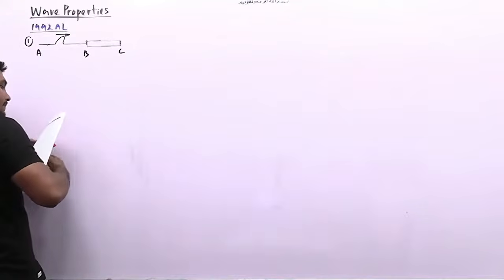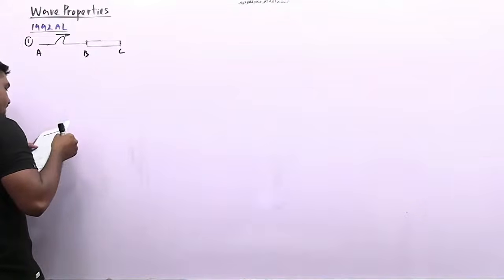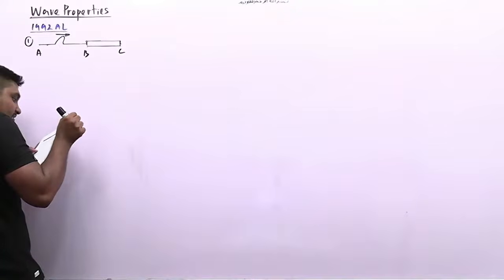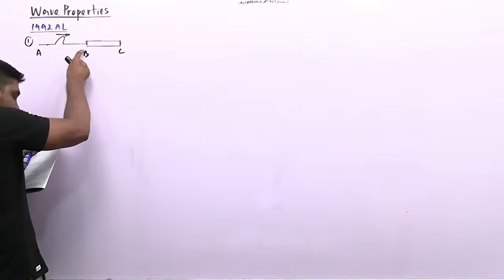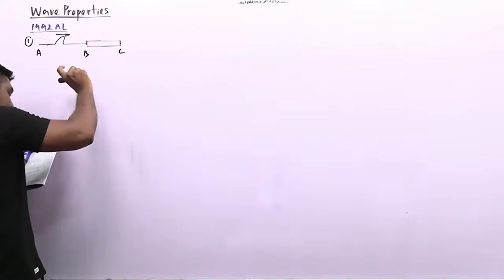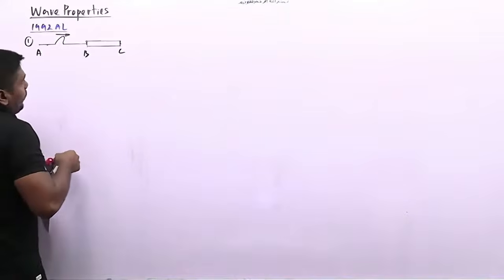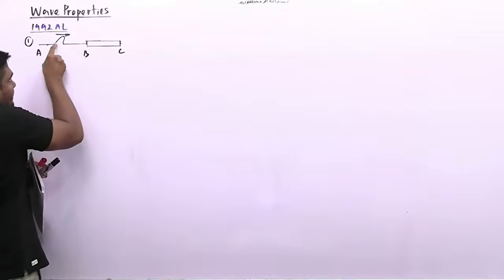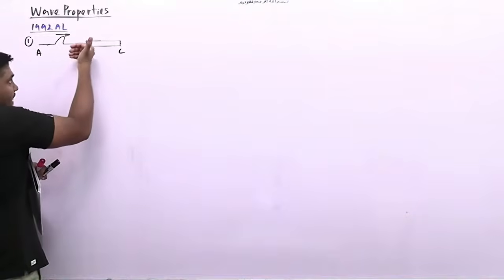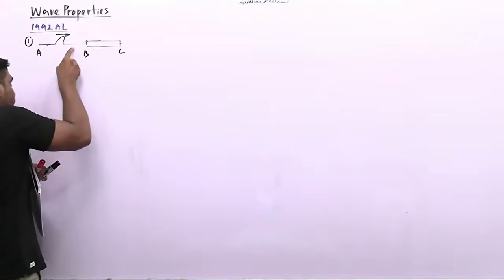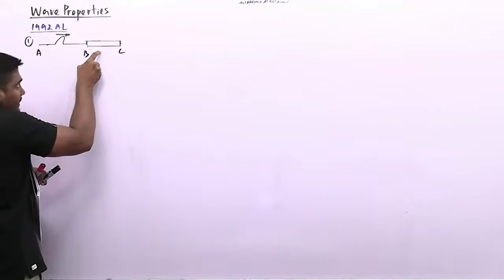So what are they asking? After the pulse has reached the junction point capital B, what will the resulting pulses in the strings look like? Because we know that in the beginning, this wave pulse is propagating in the lighter string, right? Since they have mentioned this string has a lower linear density than string BC.